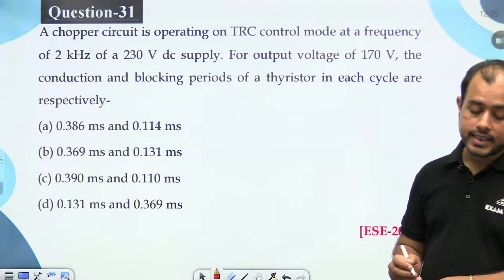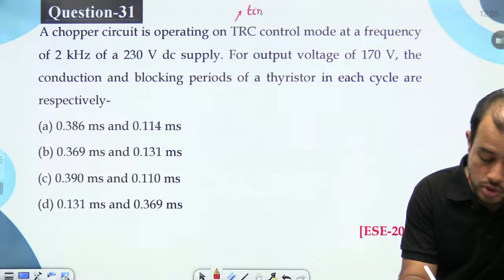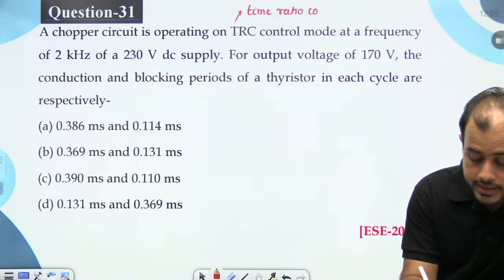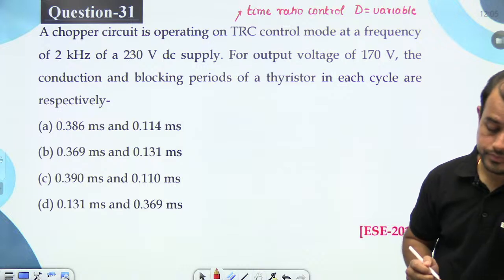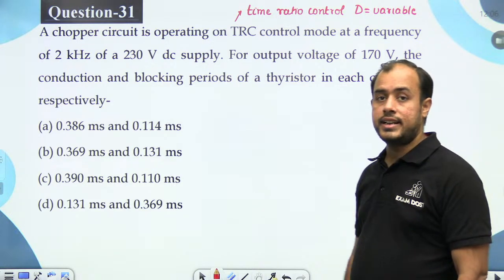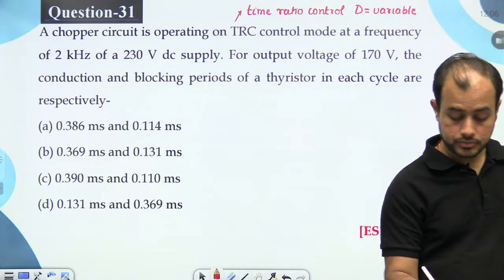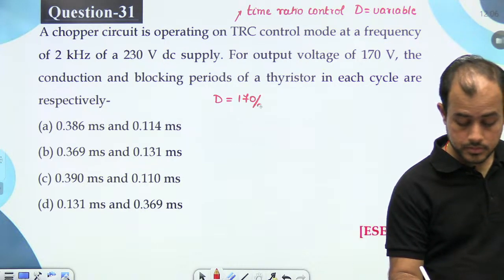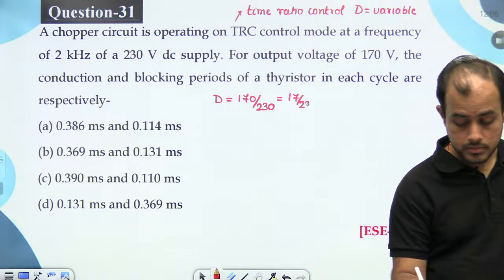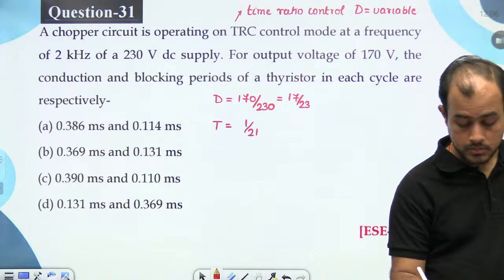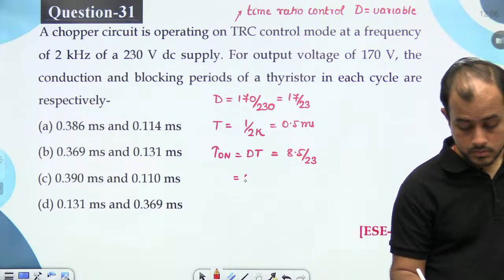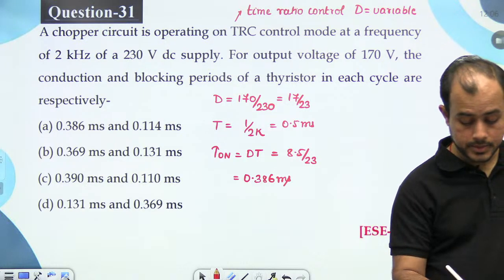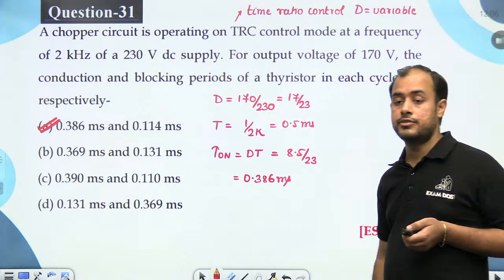Next, a chopper circuit is operating on TRC control. TRC is time ratio control, where basically the duty ratio is varied. Output voltage 170, conduction and the blocking period. 0.386 millisecond. Blocking period is 0.114.